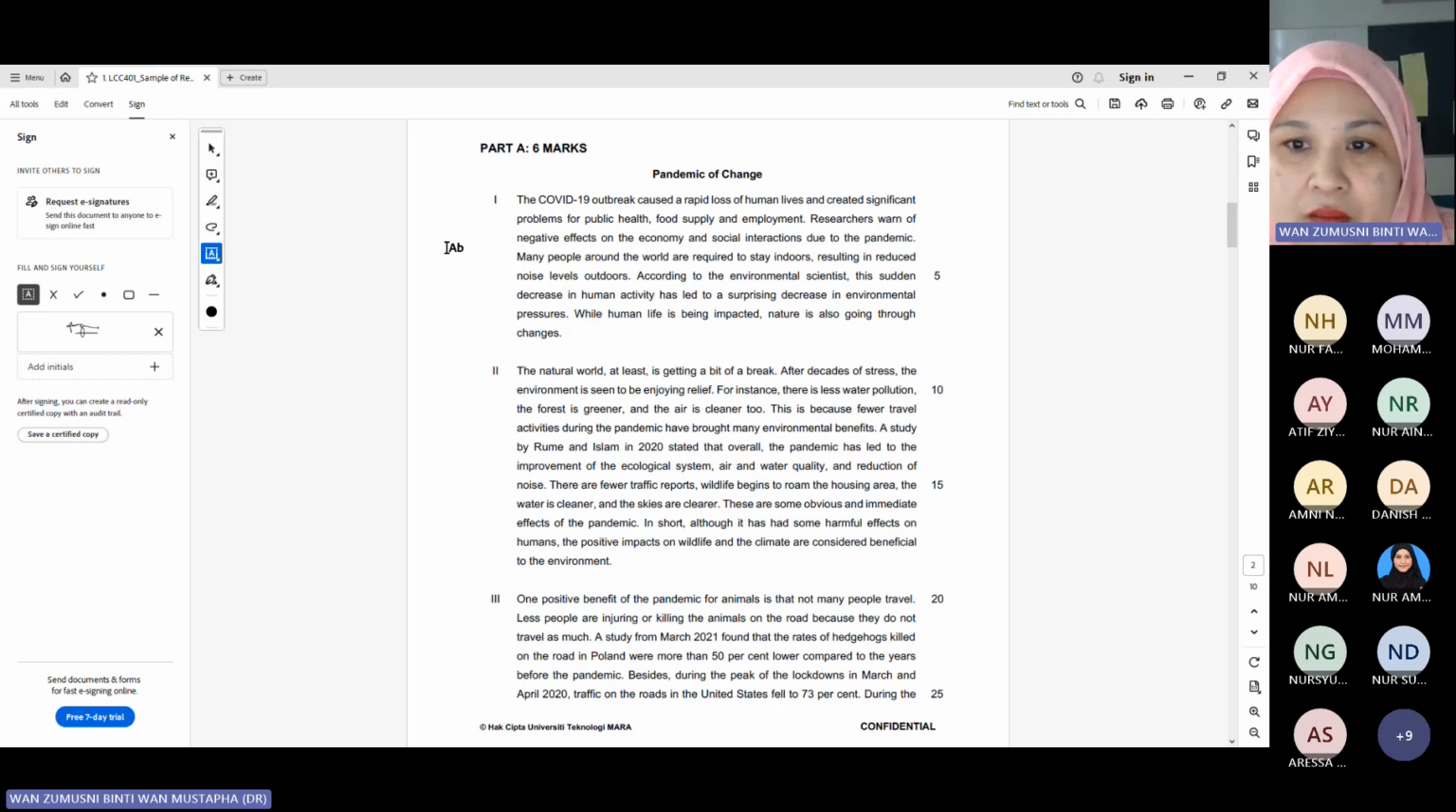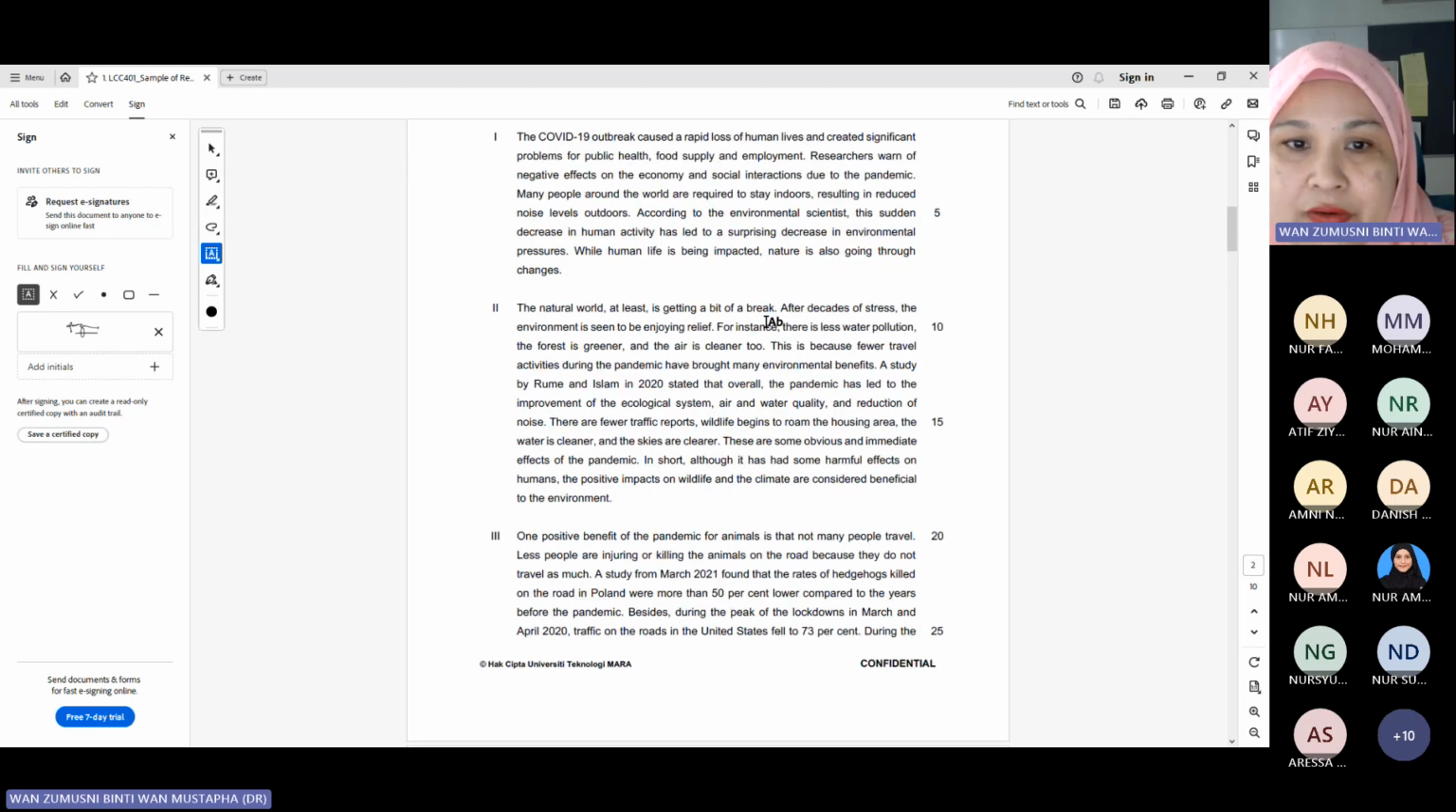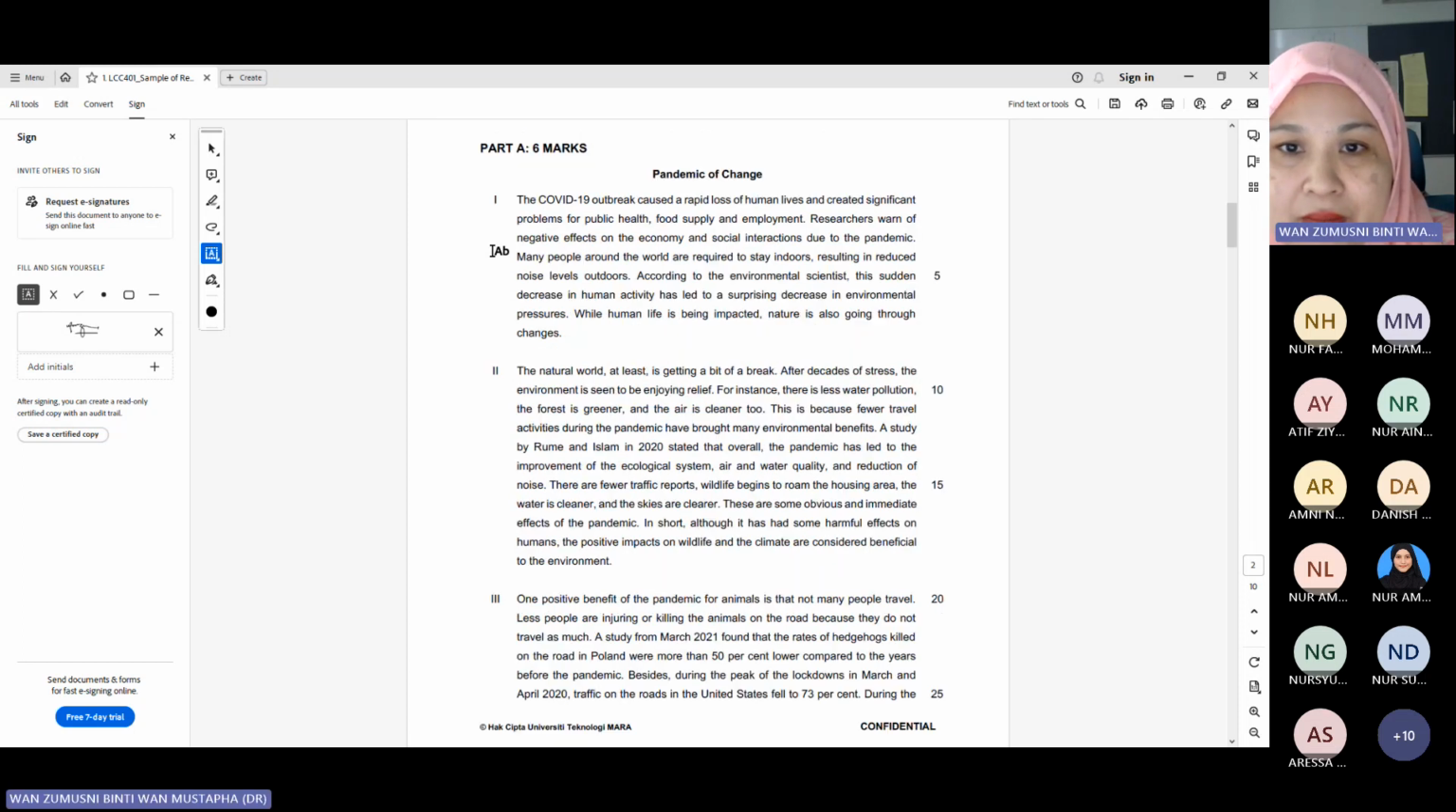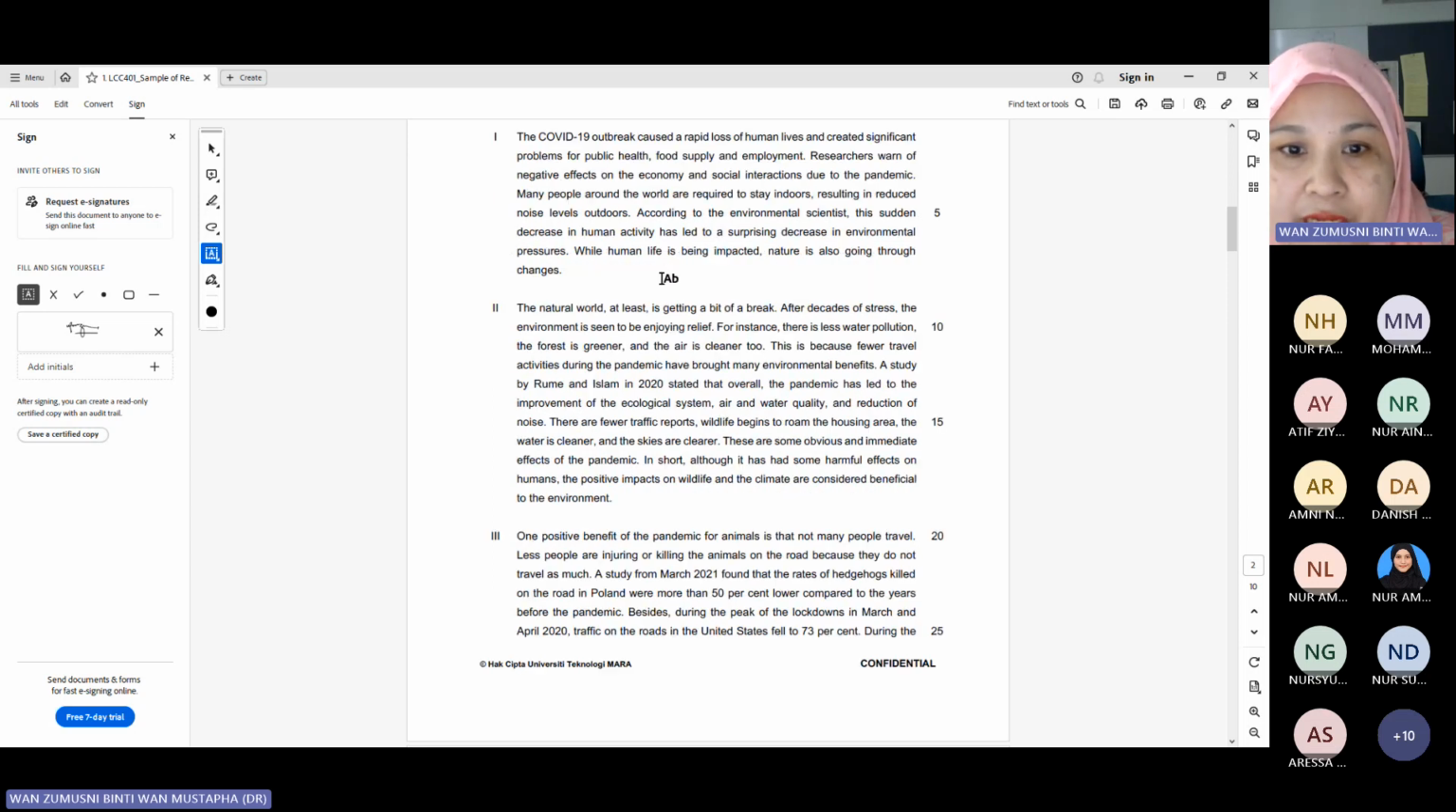Right. Let's read the introductory paragraph and look at the last 2 sentences. According to the environmental scientists, this sudden decrease in human activity has led to a surprising decrease in environmental pressures. While human life is being impacted, nature is also going through changes. Right. So that's the introductory paragraph. And in the introductory paragraph, we see how the impact of the pandemic has changed not just human life, but also nature.